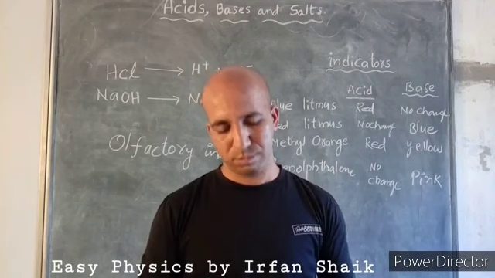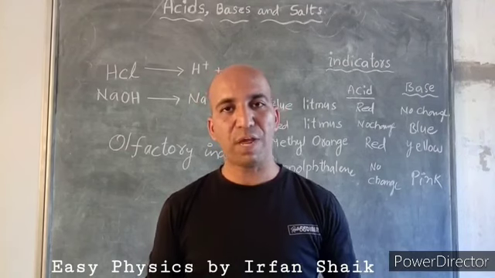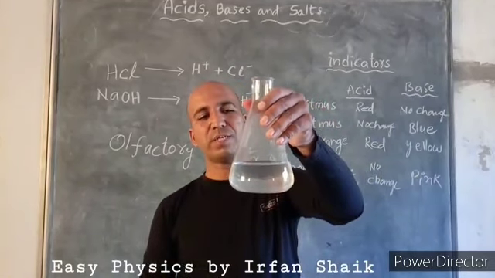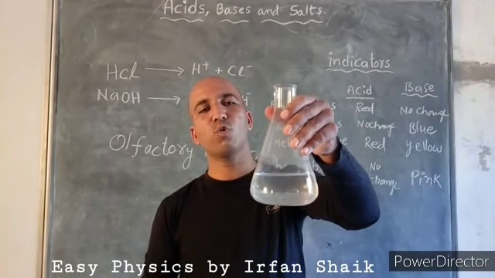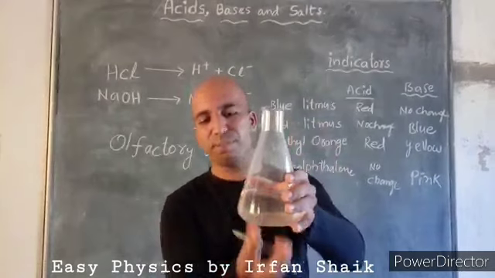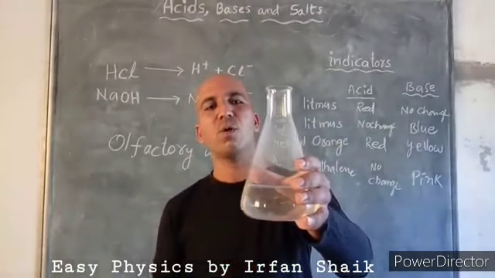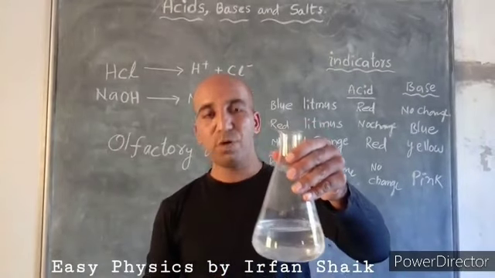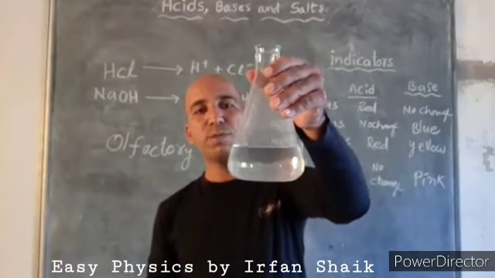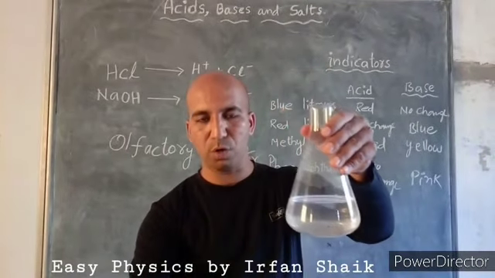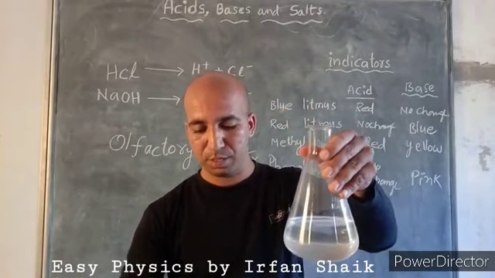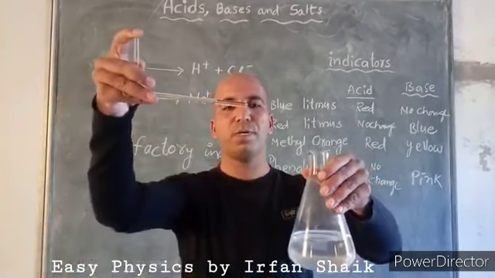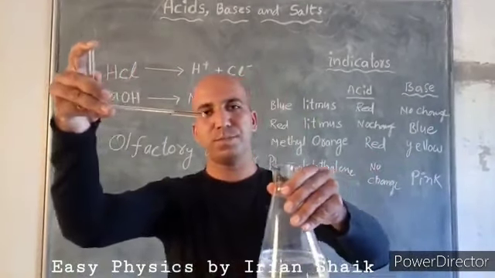Then how to dilute? We have to take water in a flask. You might have observed this flask. This type of flask is called a conical flask. In this conical flask, we have taken some water. Into this water, what do we have to do now? In this dropper, I have taken some acid.